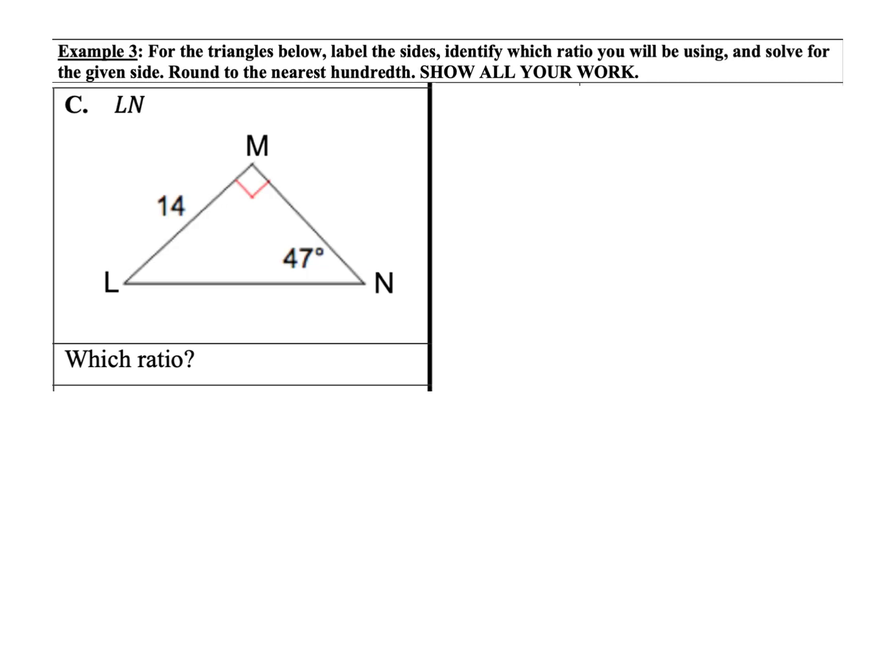All right, let's try another one. So on this one, LN is the missing side. So I'm going to, again, place an X on the side that I want to find. Side LN is this one right here. And then let's go ahead and label our sides. The hypotenuse is the X. The opposite, the 47-degree angle, is this 14. And the adjacent is that side there that's unmarked.